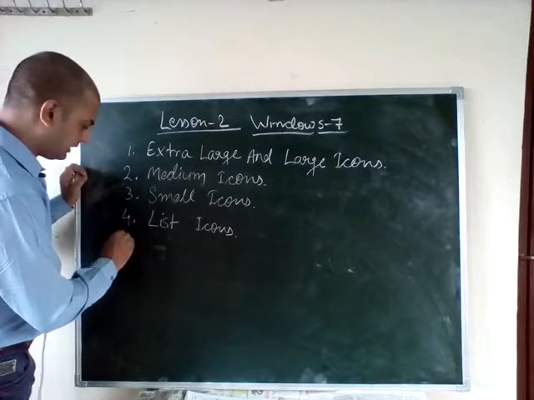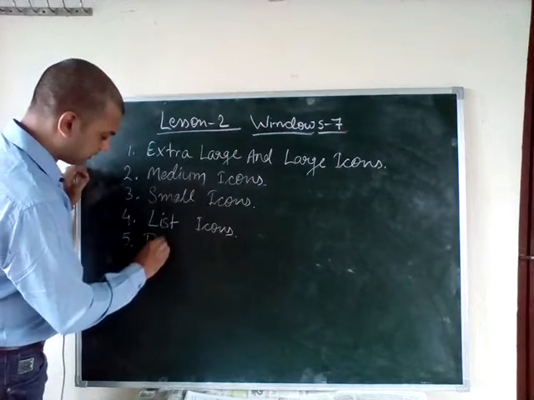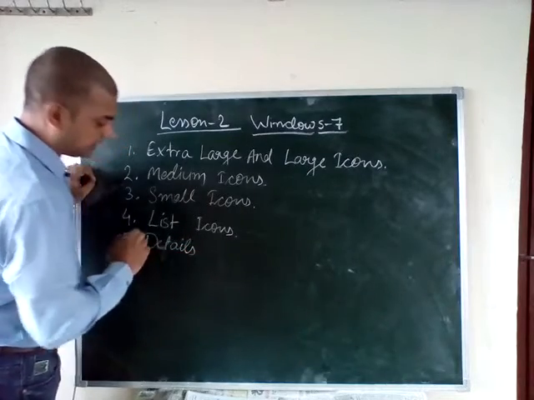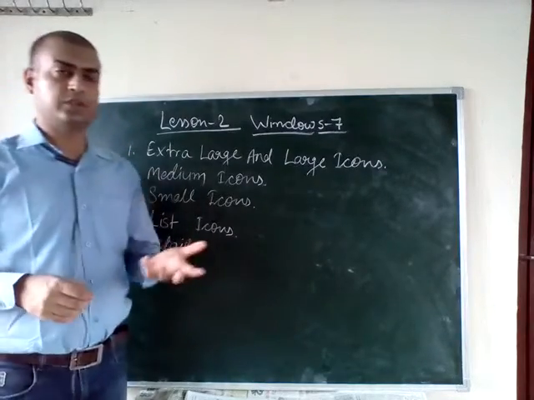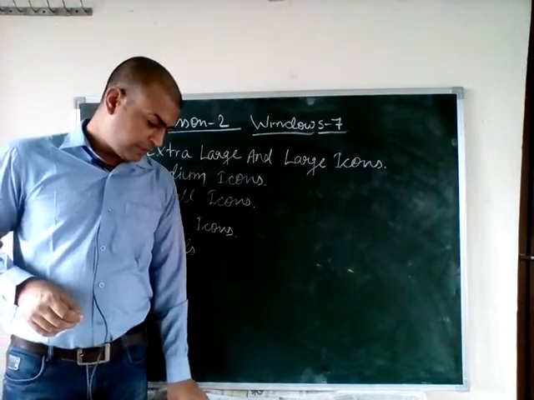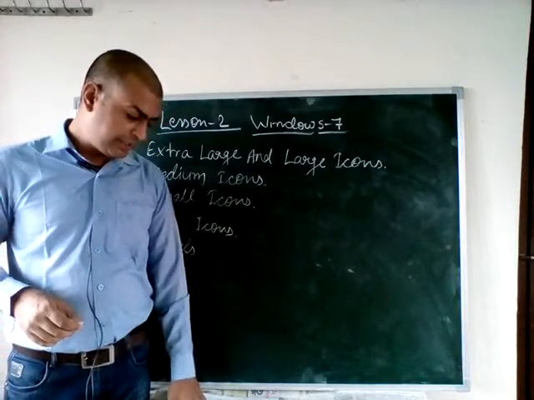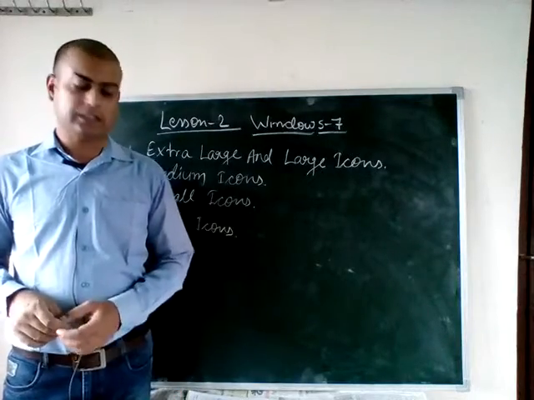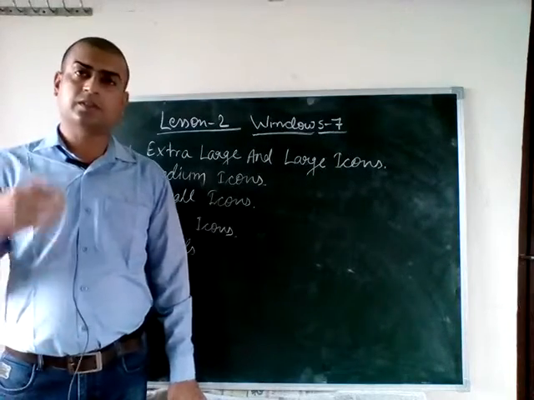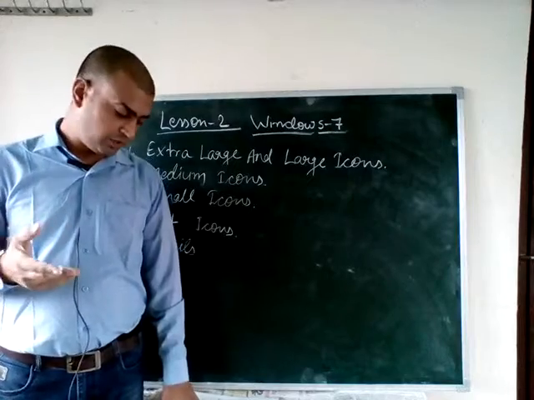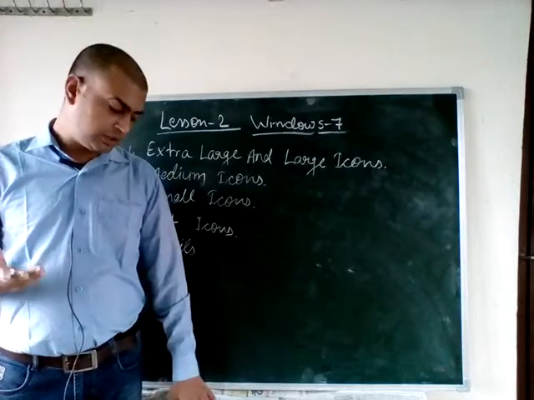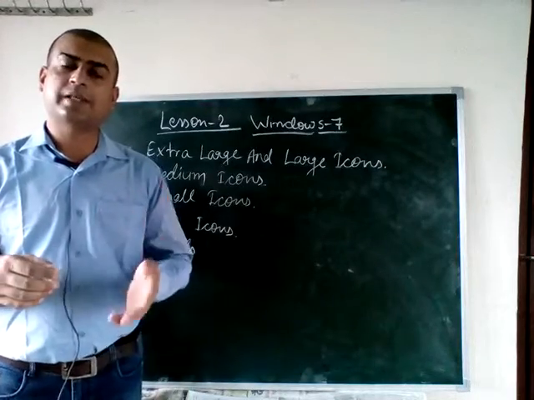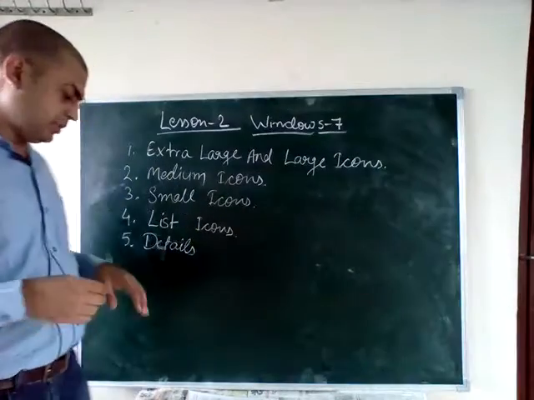Then number 5 is our details. Details is used to show the folders including name, type, size, date modified. Means what we have saved in that, what is the type of that folder, what is the size of that folder, and when we have created that folder, all the things will be displayed to you in the detailed view.